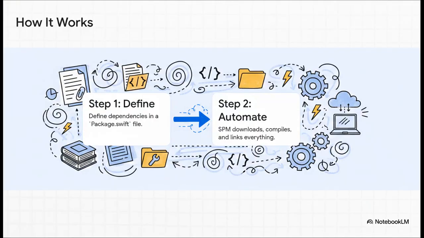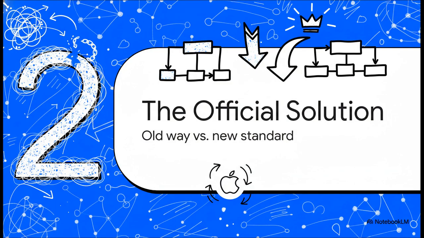And using it is just wonderfully simple. Seriously, you just declare what libraries you need in one file, it's called package.swift, and that's pretty much it. From there, SPM just takes over. It handles downloading the right versions, compiling them, linking them, the whole shebang. It just works.